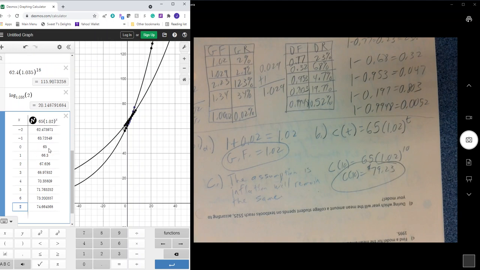So for zero, it'll be 65. For one, it'll be $66.30. For two, it'll be $67.63 because you round to two decimal places. For three, it'd be $68.98. For four, it'd be $70.36. For five, it'd be $71.77. For six, it'd be $73.20. And for seven, it'd be $74.66. And that is it for section 3-4.